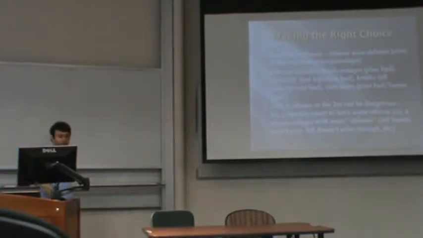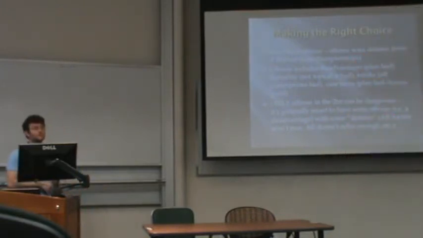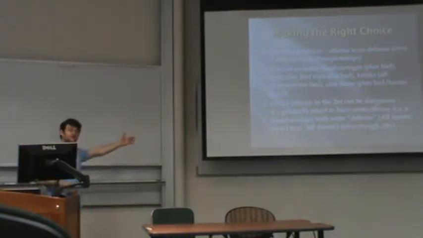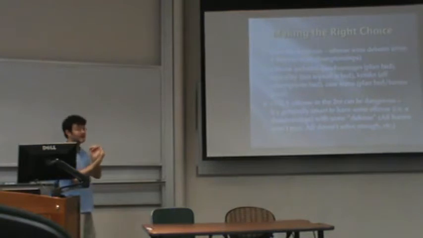Tips for making the right choice. Given that choice is vitally important, you have to have some tips to maximize your ability to make the right choices. The first is you have to have offense. Does defense win championships? No. In football, maybe, but not in debate. Offense does. So in the 2NR speech, you have to have offense. You have to have a defense of the status quo. You have to have a reason why the plan is a bad idea. Your 2NR has to have a reason why the affirmative is bad.